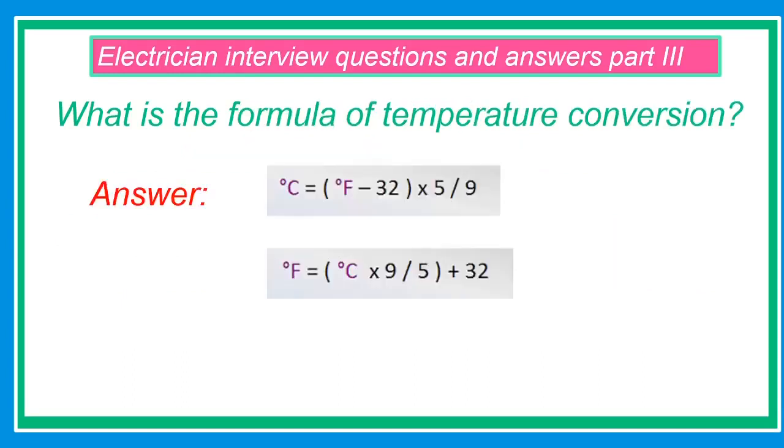What is the formula of temperature conversion? For the formula of degrees Celsius, equals open parenthesis degrees Fahrenheit minus 32 close parenthesis times 5 over 9. For the formula of degrees Fahrenheit, equals open parenthesis degrees Celsius times 9 over 5 close parenthesis plus 32.